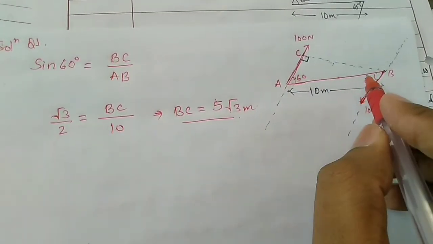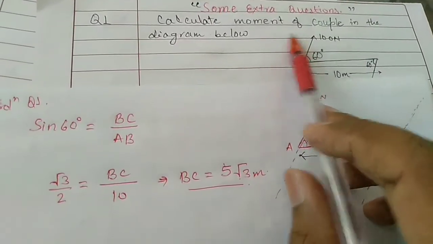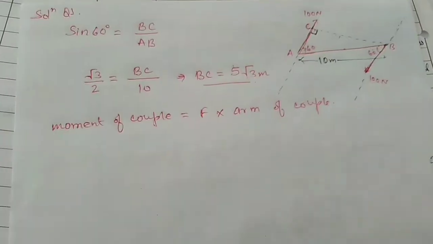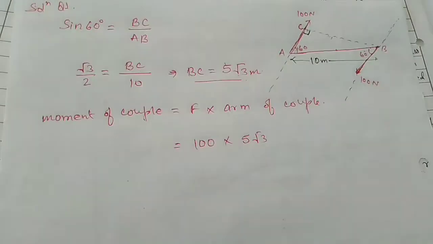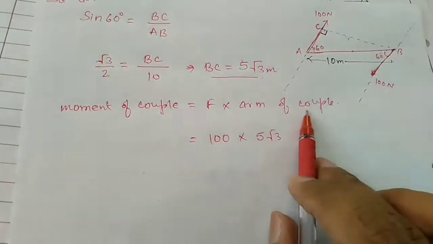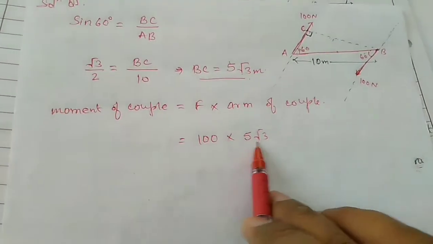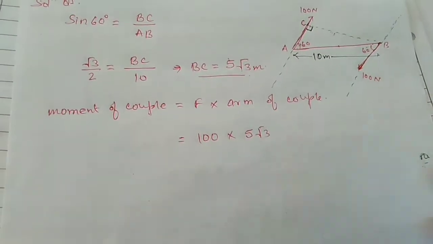So we now have the perpendicular distance. How to calculate the moment of couple? Let's calculate. This is the given equation for that, which is either force multiplied by the arm of couple. Either force is 100 Newton, and the arm of couple we have calculated as 5 root 3.